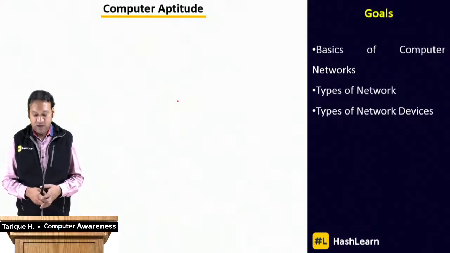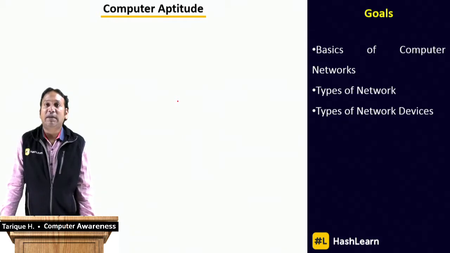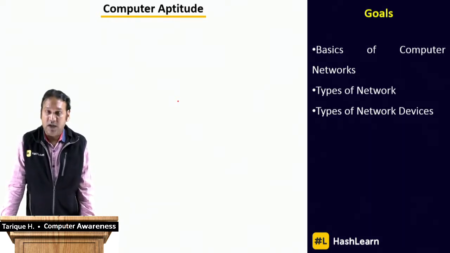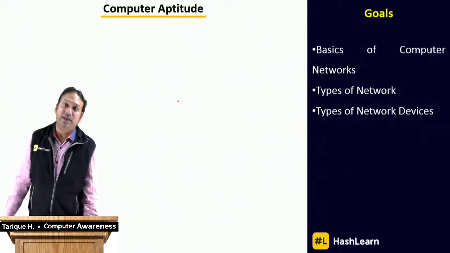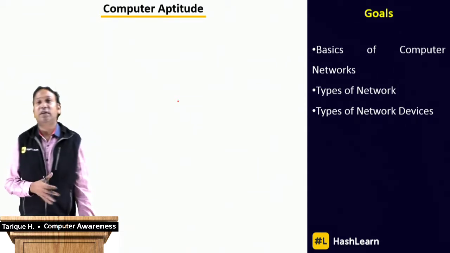So let's start with, first of all, the goals of the class. The first and foremost goal is to understand the basics of computer networks and the types of networks, which is again a major part in the examination. Also to understand the types of network devices. Okay, so these are the three major points that I'm going to cover in this session for you.